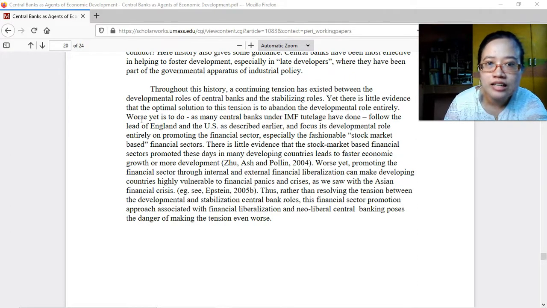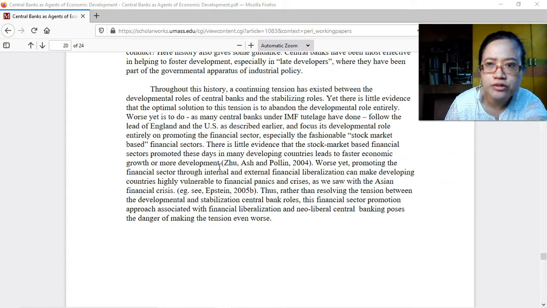Okay? There is little evidence that the optimal solution to this tension is to abandon the developmental role entirely. Worse yet is to do as many central banks under IMF tutelage have done, follow the lead of England and US, and focus on its developmental role entirely in promoting the financial sector. Okay, this is what England and US have done before. They focused on the financial sector, okay? Especially the fashionable stock market-based financial sectors. There is little evidence that the stock market-based financial sectors promoted these days in many developing countries lead to faster economic growth or more development.